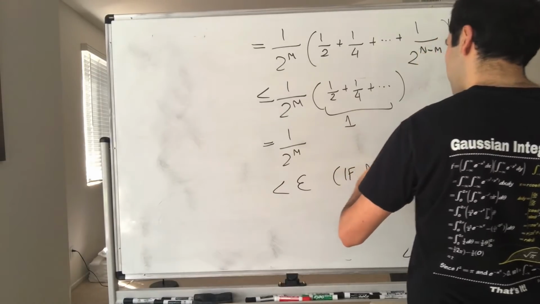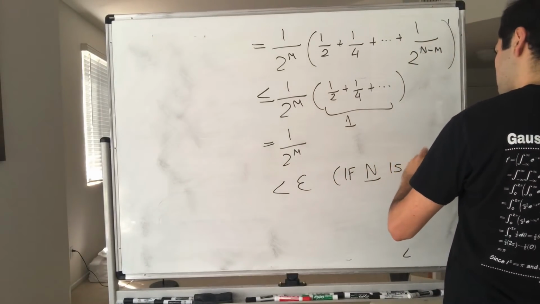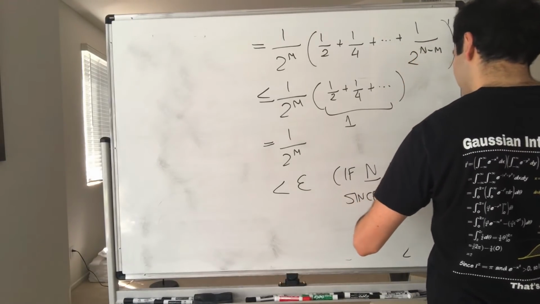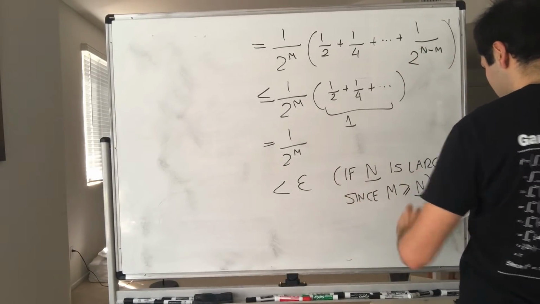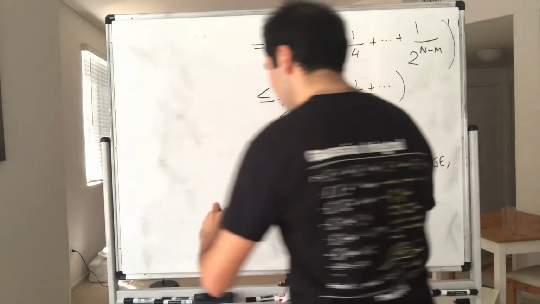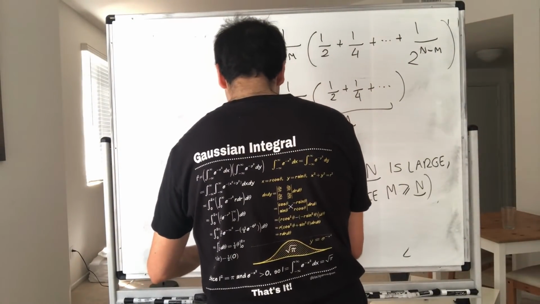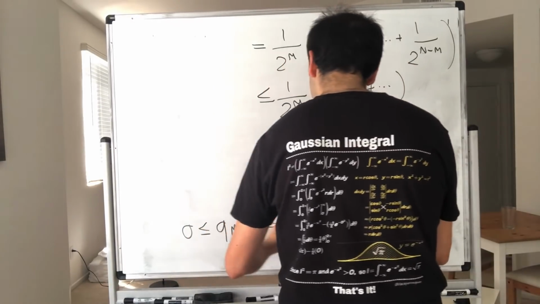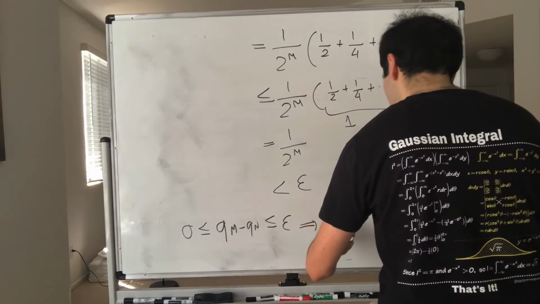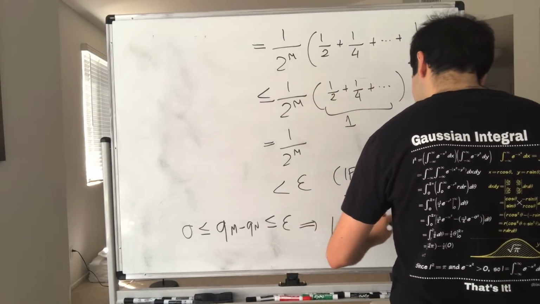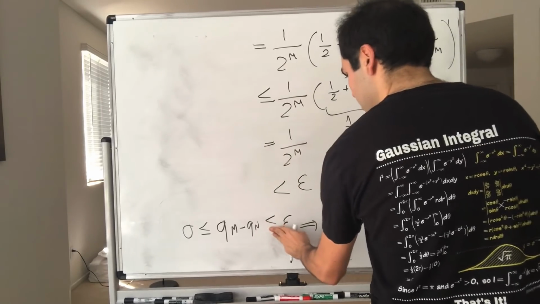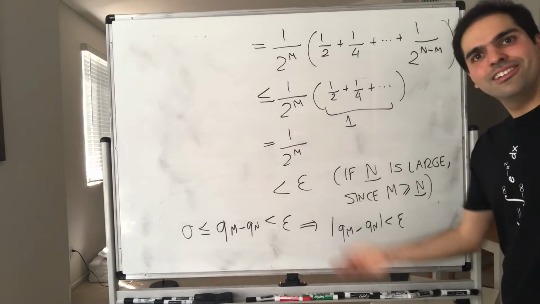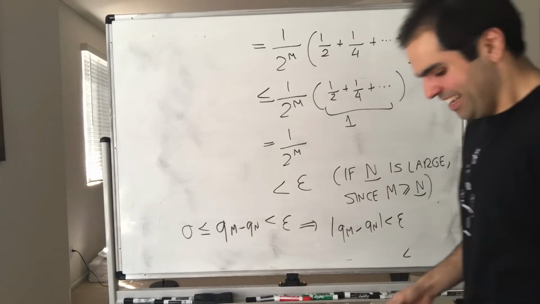So if capital N is large, since m is bigger than capital N, very good. And then what do we get? Then we get Qm minus Qn is between 0 and epsilon. So indeed, it is Cauchy. Okay, good. So the sequence is Cauchy. It joined the party, if you want.